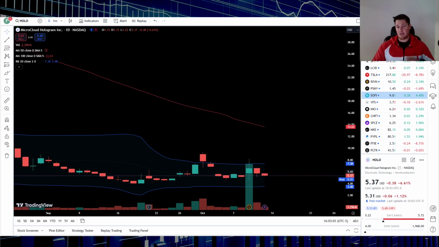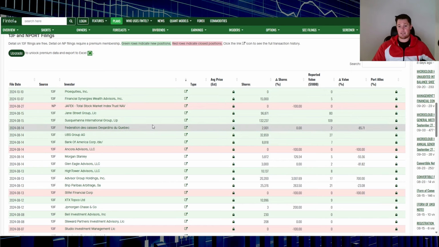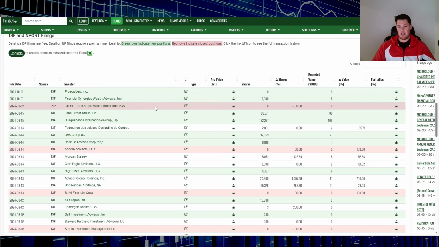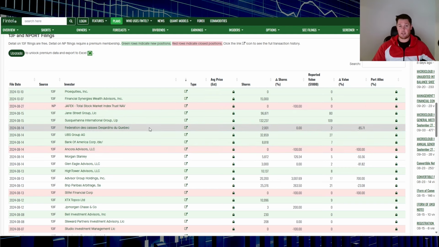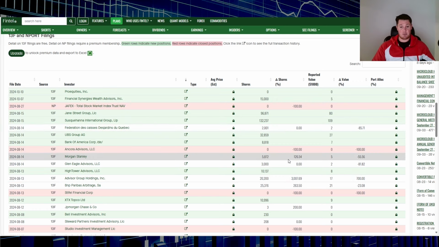You do see some entities out there that are somewhat interested in it. These are all the latest 13Fs that have been coming out. Everything in green is a new position. You're seeing some closing out, so anything in red shows that they sold out within Q3. Some entities did increase around 3,000 shares. JP or Morgan Stanley, 126%.